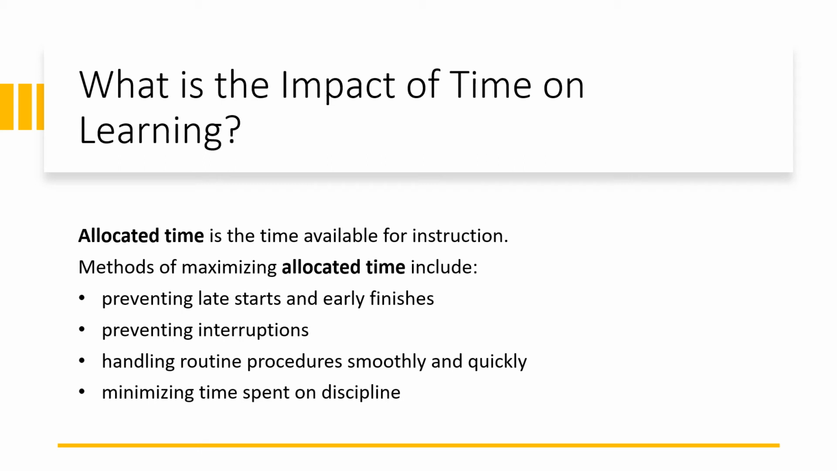It's important to have an effective learning environment because it does impact time on learning. Here we must explore some definitions. Allocated time is the time available for instruction. If your school day starts at 8 and goes till 3, you might think you have 7 hours for instruction. However, you don't have 7 hours because students must eat lunch.